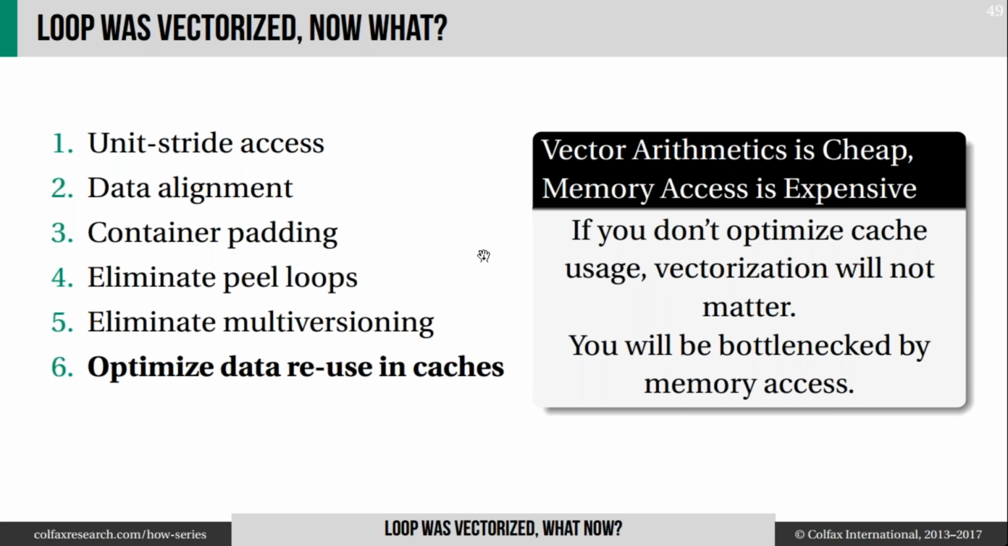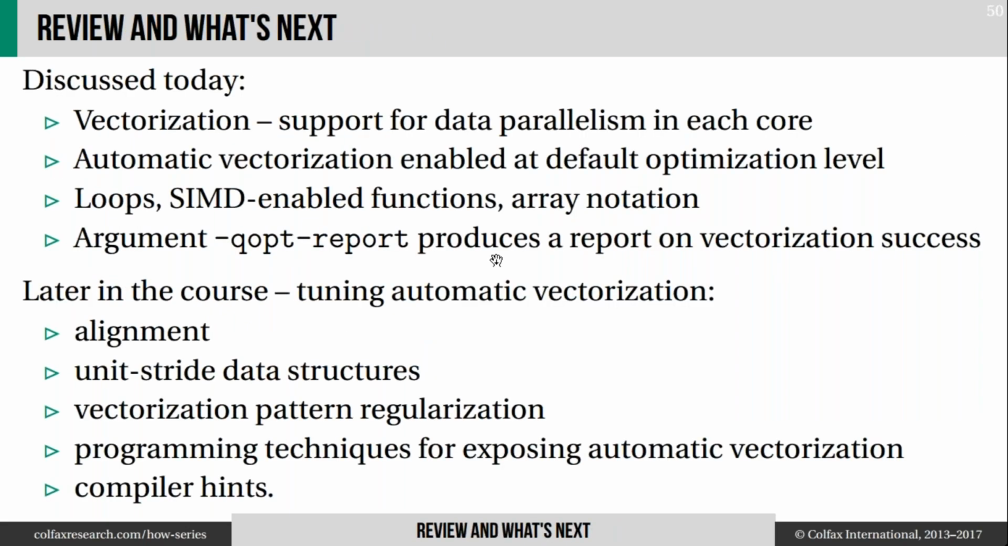Well, that is my theoretical part of the presentation for today. We talked about vectorization. It is enabled at the default optimization level in Intel compilers. You can use loops, SIMD-enabled functions, and array notation. You can see what happens inside of your code using the opt-report. And later in the course, we will revisit vectorization from the point of view of performance optimization.